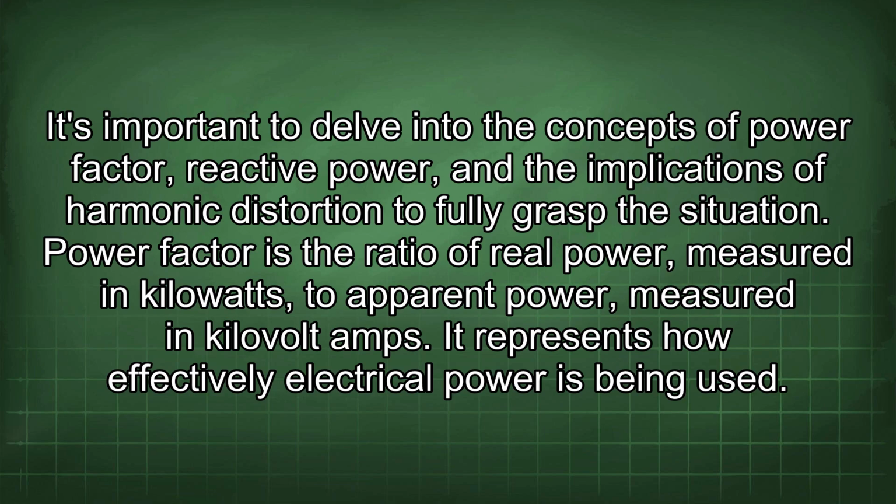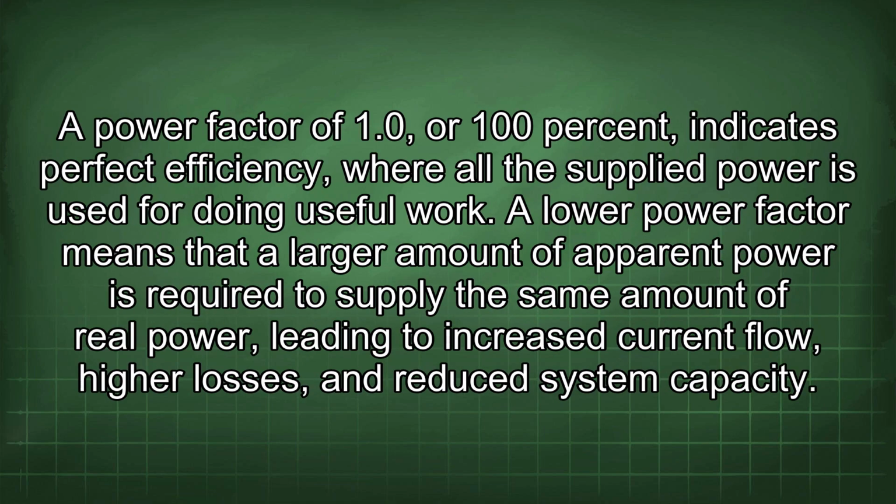Power factor is the ratio of real power, measured in kilowatts, to apparent power, measured in kilovolt amps. It represents how effectively electrical power is being used. A power factor of 1.0 or 100% indicates perfect efficiency, where all the supplied power is used for doing useful work. A lower power factor means that a larger amount of apparent power is required to supply the same amount of real power, leading to increased current flow, higher losses, and reduced system capacity.